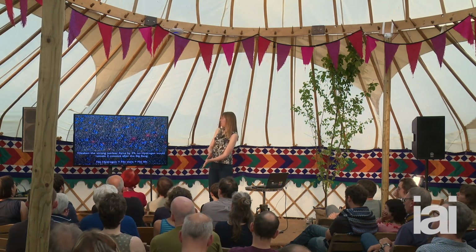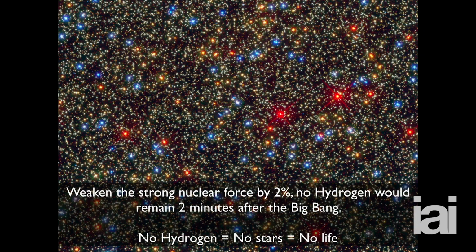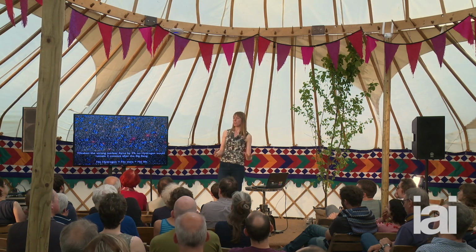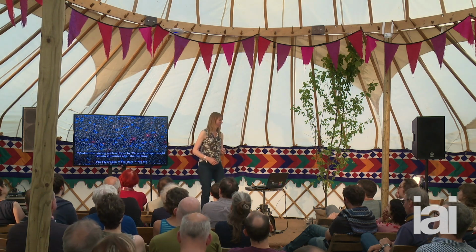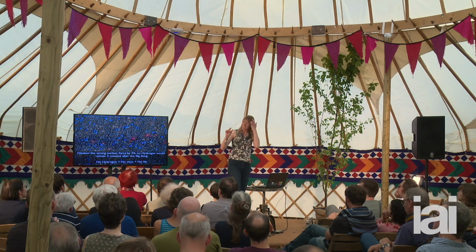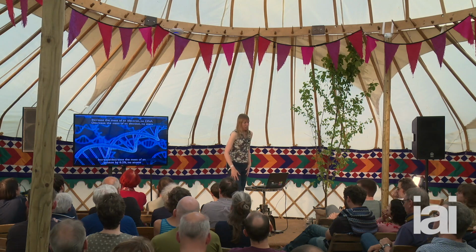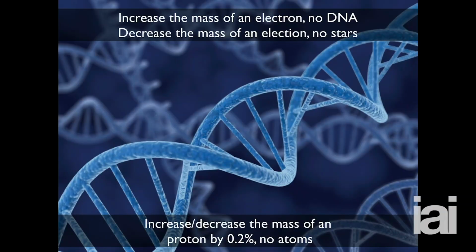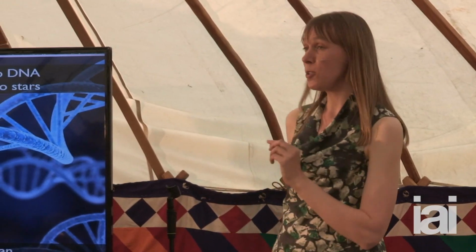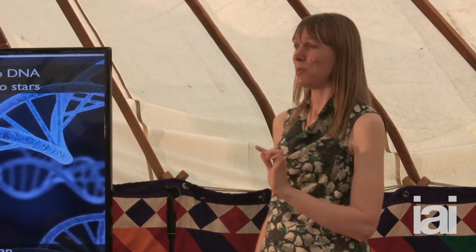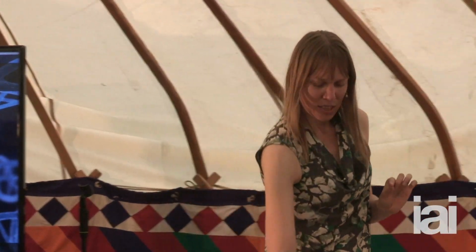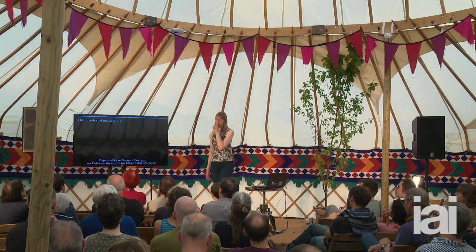What about the strong nuclear force and the weak nuclear force? If you change that just by 2%, the hydrogen would only last for about 2 minutes after the Big Bang before it got turned into helium and all sorts of other things. If you don't have lots of hydrogen created in the Big Bang, you don't create stars. If you don't create stars, you don't create life. So again, just change that number by just 2%. If you increase the mass of an electron, I think by only a few percent, DNA cannot form. If you decrease the mass of the electron, no stars can form. This is one of the smallest ones. If you increase the mass of a proton by just 0.2%, atoms cannot form. So this is known as a fine-tuning problem in physics.